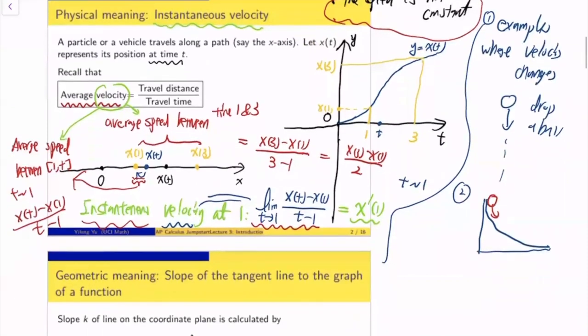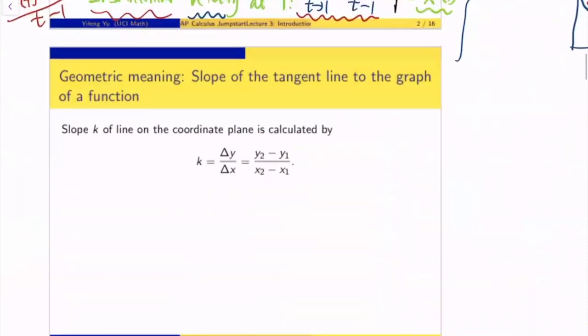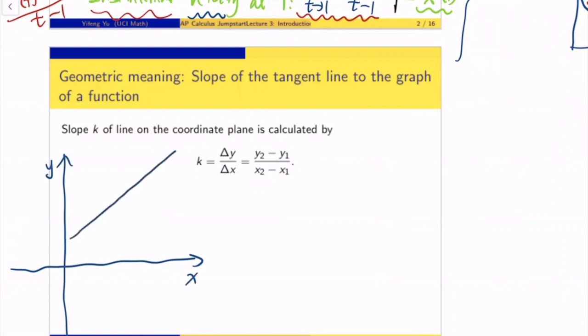Now let's look at the geometric meaning of velocity. Let's consider the coordinate plane. Let's say this is x and this is y. Now suppose I have a line. This is line L. We know there's something called a slope. How do we calculate the slope of a line? We just pick two points: this is the coordinates x1, y1, and this is the point x2, y2. So this is x1, this is x2, this is y1, and this is y2.